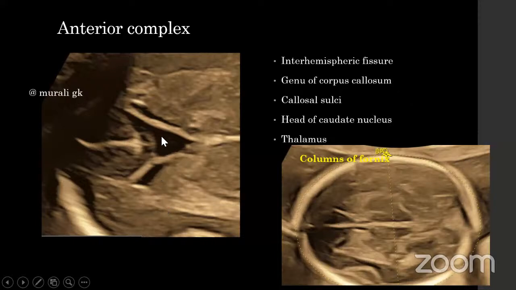You can appreciate the CSP, which is flanked by the anterior horn of the lateral ventricle, but you don't find the frontal horns flanking any structure here. So these are the columns of fornices, which are not to be mistaken for cavum septum pellucidum.